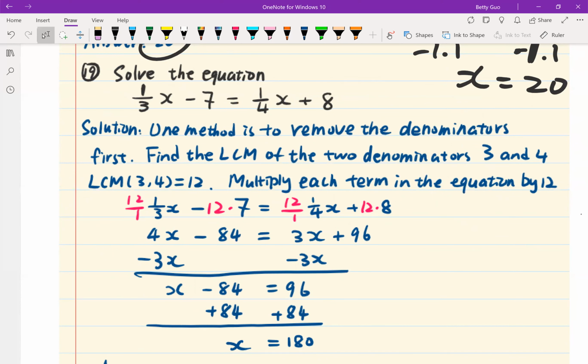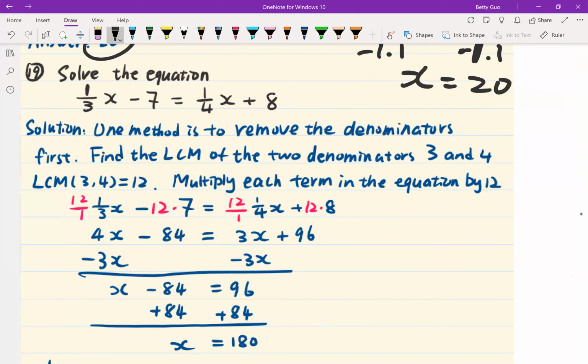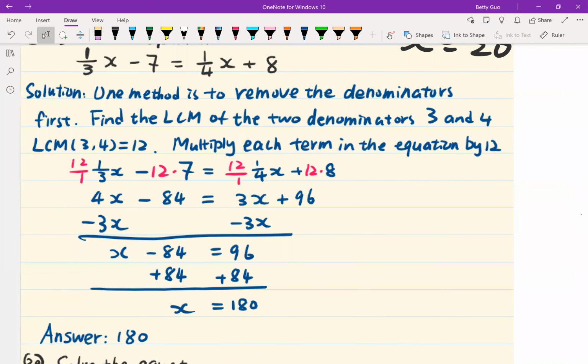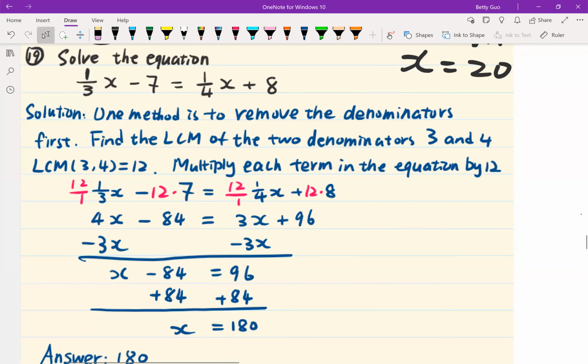The equation has a fraction as coefficients. So one method here, let me see how many methods. Yeah, I only provide one method here. The one method is to remove the denominators at the beginning of the solution. Because the least common multiple of 3 and 4 is 12.